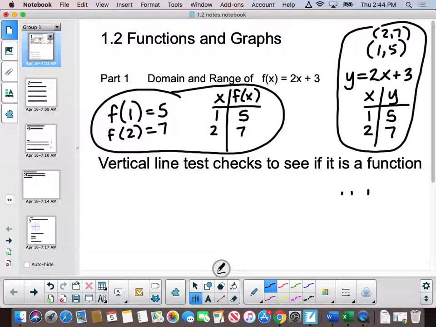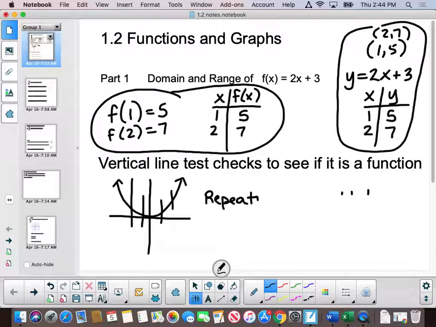The vertical line test checks to see if it's a function or not. A parabola: if you do the vertical line test, it works because it only goes through the actual function once. A vertical line test means you can't have repeating x values.